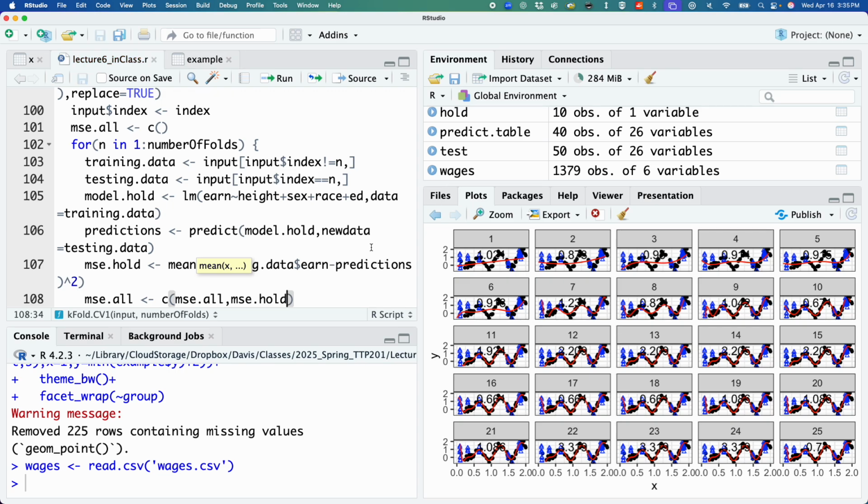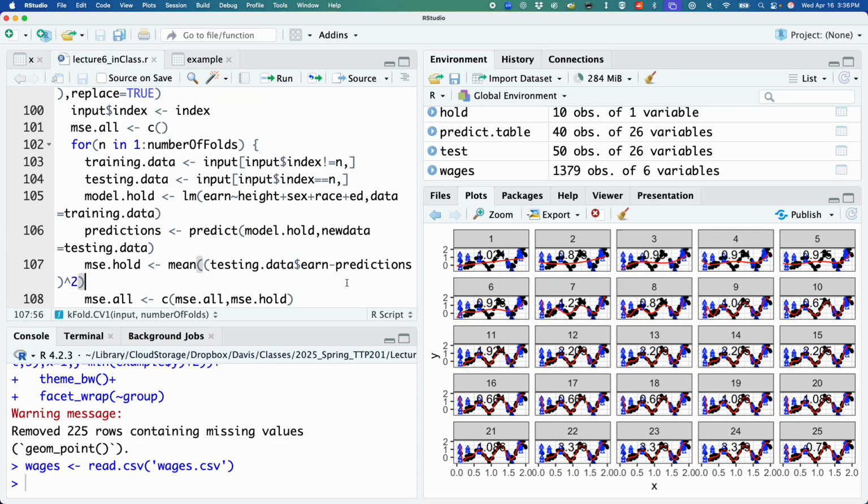Okay, this final line. If you guys are following along so far, line 105 is our regression model, line 106 is running the regression model and predicting against the testing data, line 107 is doing the out-of-sample mean squared error. And so mean squared error is our actual y minus the predicted y. So our actual y from the testing data is testing data $earn, which is our y, minus our predictions, we square it, and then we take the average.